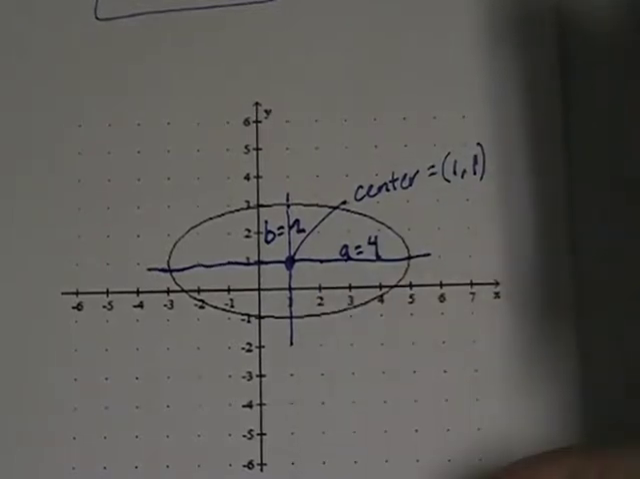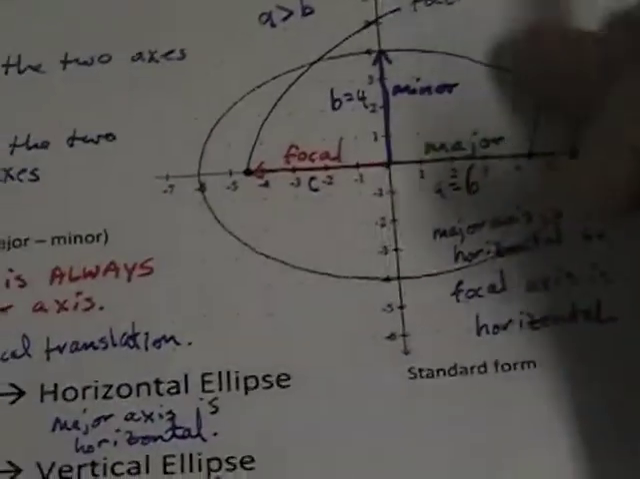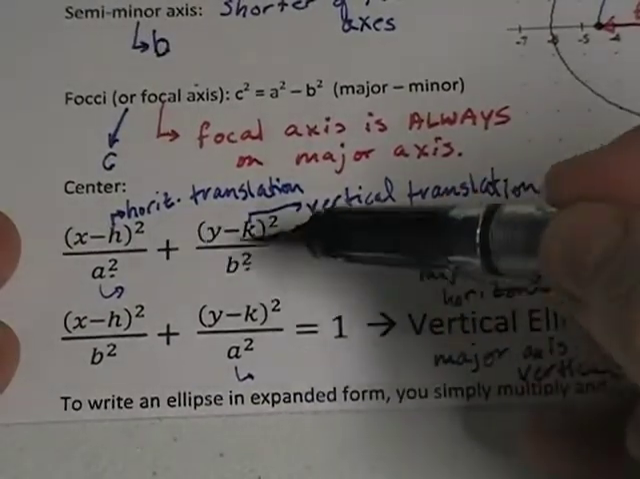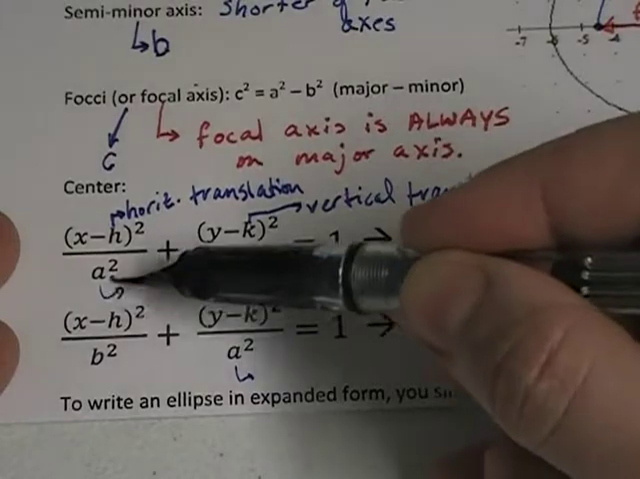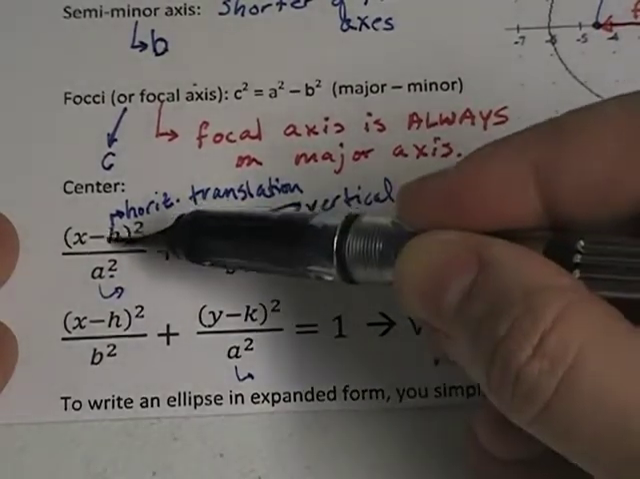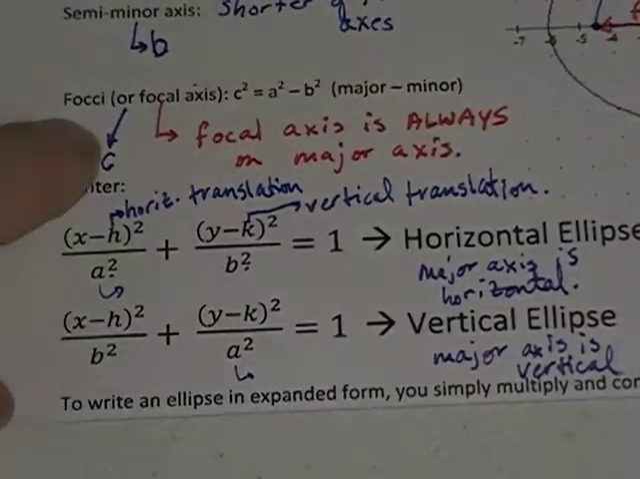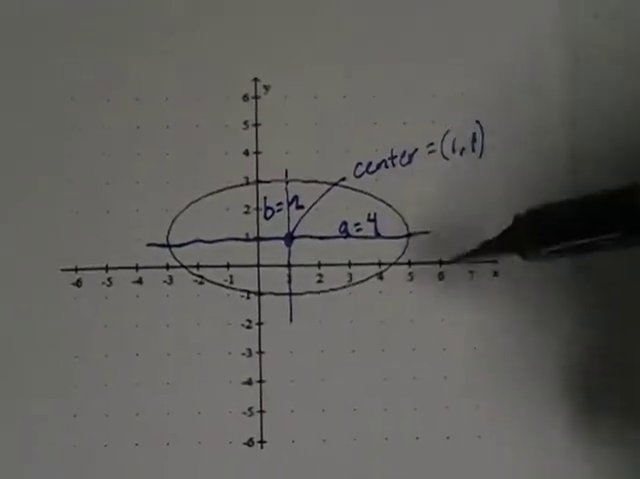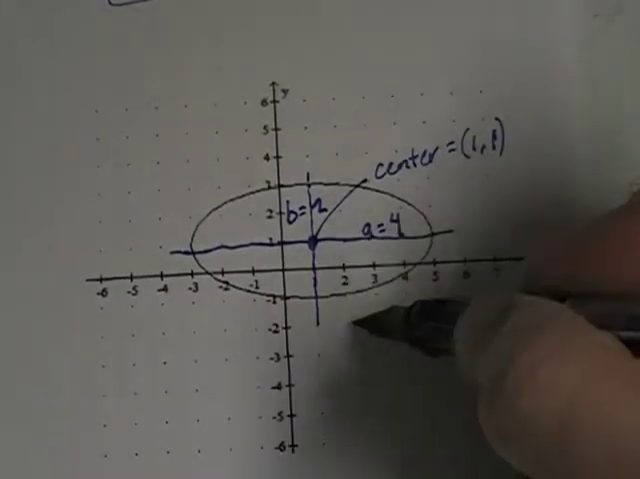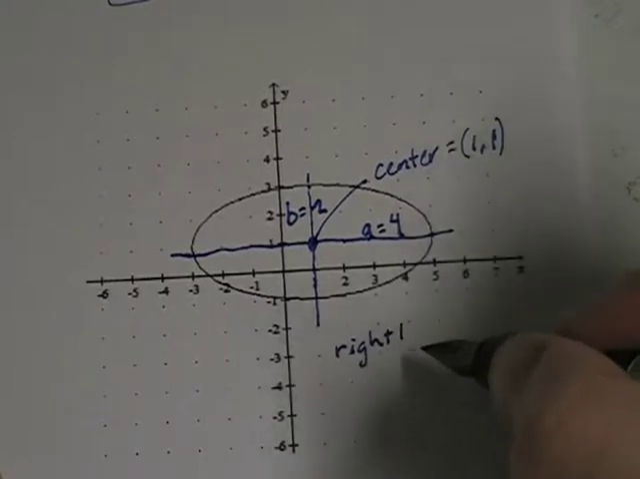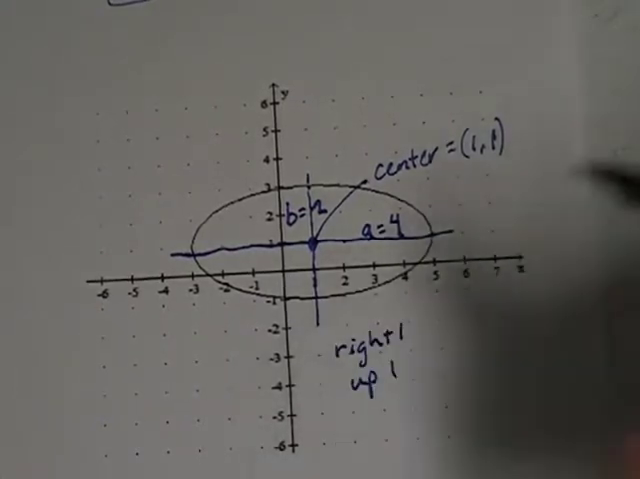Now as a reminder, we want our equation to look like this. Okay? So these have to be A squared and B squared. And then these here tell us where this has been moved. Okay? Well, where has it been moved? If this thing would normally be at the origin, it's been moved to the right 1. So I'm going to write that down. To the right 1 and up 1.